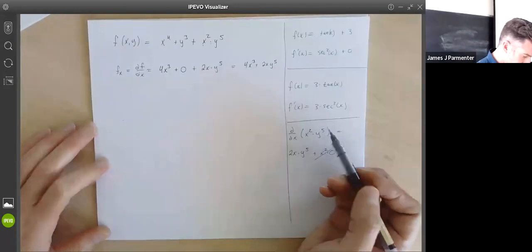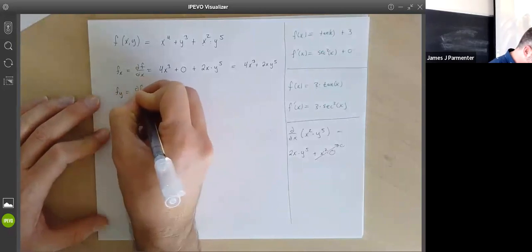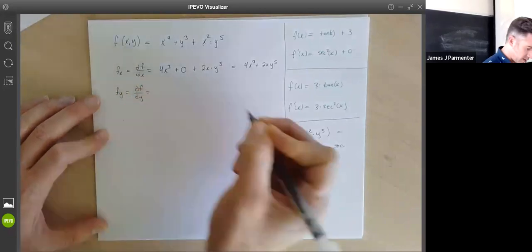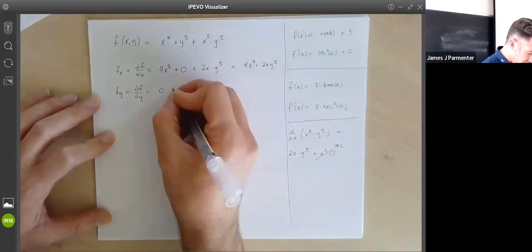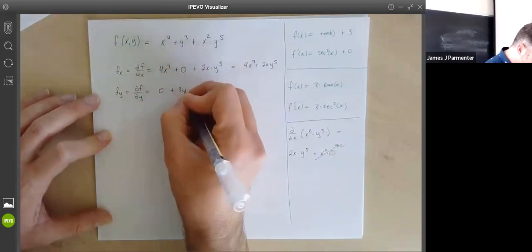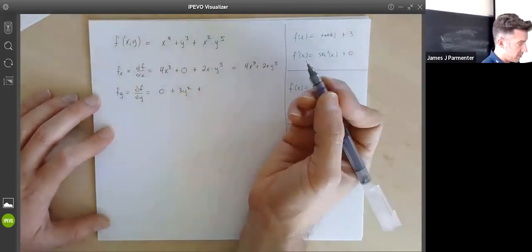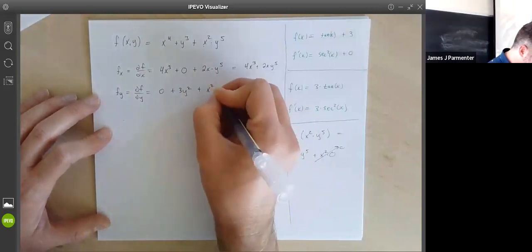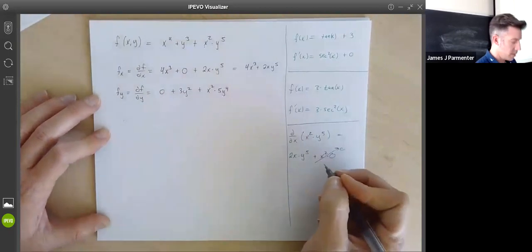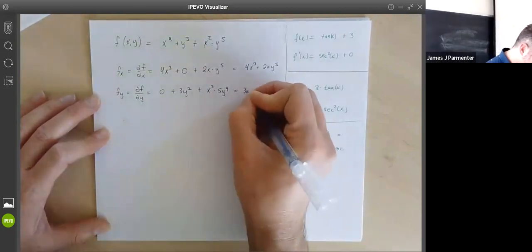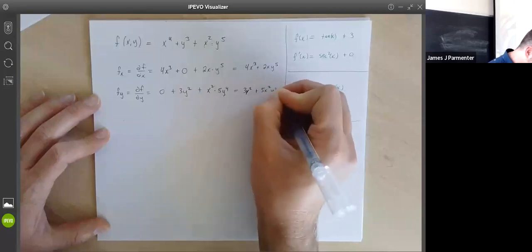Good question. All right, let's find the partial derivative with respect to y, which is del f del y. Now the derivative of x to the fourth is 0, and the derivative of y cubed is 3y squared. The derivative of x squared, a constant, times y to the fifth is the constant x squared times the derivative of y to the fifth, which is 5y to the fourth. And then I would simplify this as 3y squared plus 5x squared y to the fourth.